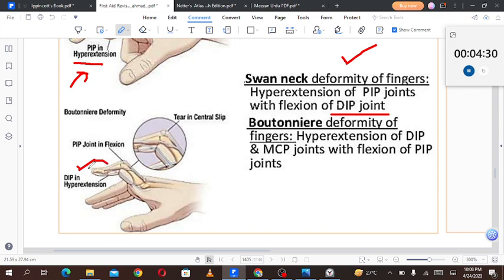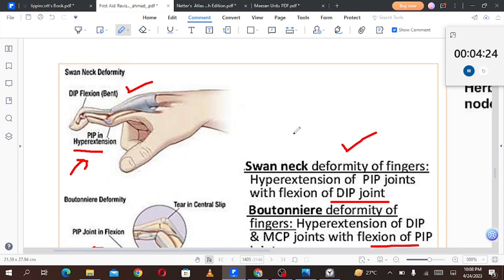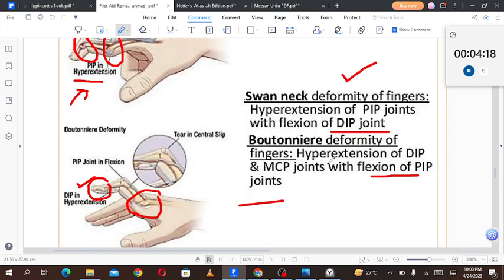Hyperextension of the two extremes, the distal interphalangeal joint and the metacarpophalangeal joint, with flexion of the proximal interphalangeal joint. Okay, so in the swan neck deformity, the distal is flexed and the proximal is hyperextended. In boutonniere, the extremes are hyperextended, like the distal and the metacarpophalangeal joint, but the proximal interphalangeal joint is flexed. So these are two findings.